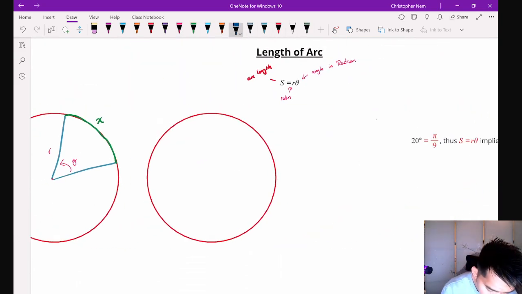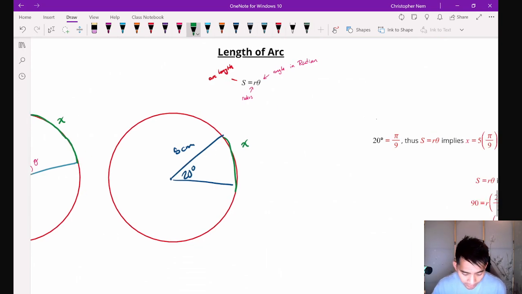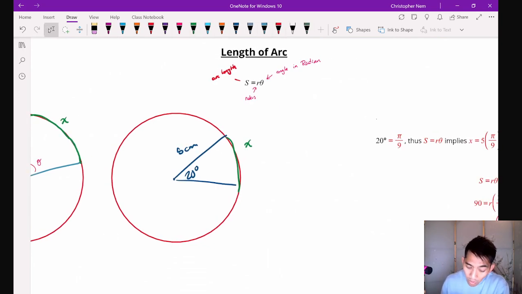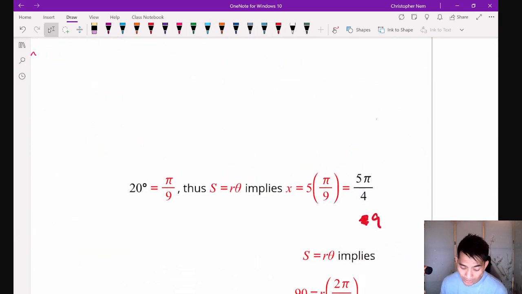What if I give you something like this? This is 5 centimeters, and this is 20 degrees. And I wanted to calculate this arc length right here. Well, in this case, we're going to use the formula, but the only problem is 20 degrees is in degrees and not in radians. So we need to turn 20 degrees into radians. And if we do so, we get pi over 9.